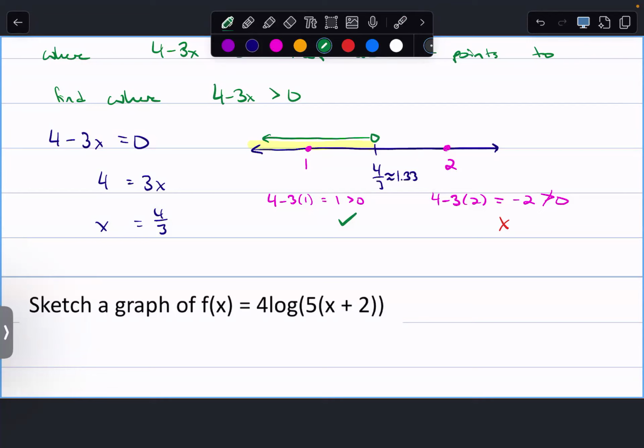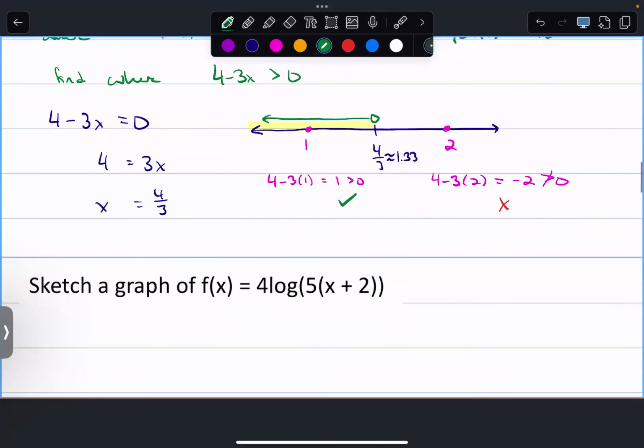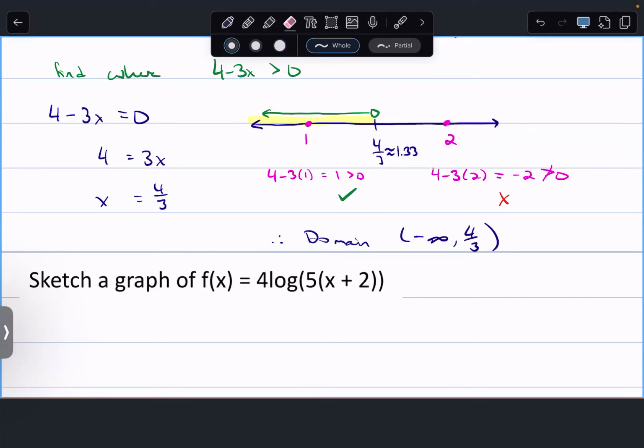So there are potentially 3 different ways of finding the domain and confirming it. You only need to use one, but it depends on what you like. So therefore, the domain is going to be from negative infinity up to 4 over 3, not including 4 over 3. I'll do a nice big bracket here.